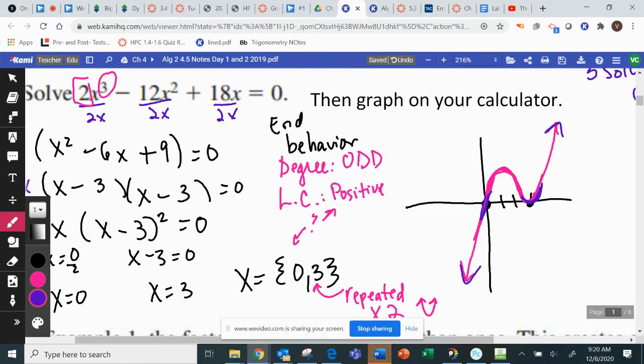So now go on your calculator or on Desmos and let's type that equation in. We're typing 2x to the third minus 12x squared plus 18x.